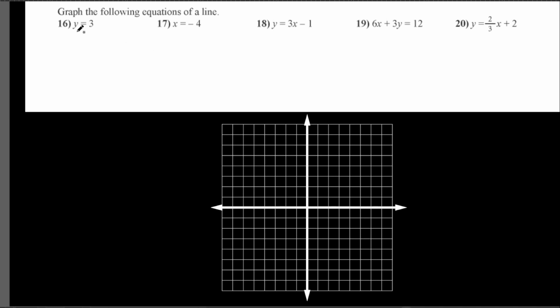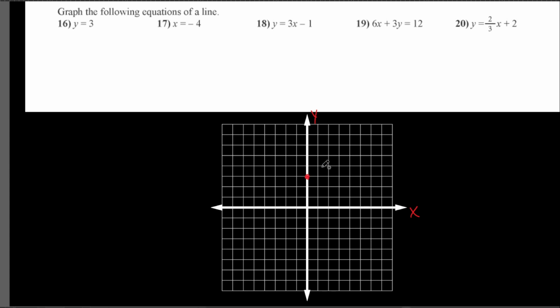So what we're going to do, like 16 and 17 are kind of like each other. All right, y equals 3. So which one is the y-axis, which one is the x? That's the x, and this is the y. Agreed? This says y equals 3. So on the y-axis, we're going to go to positive 3 and put a point. 1, 2, 3, put a point.